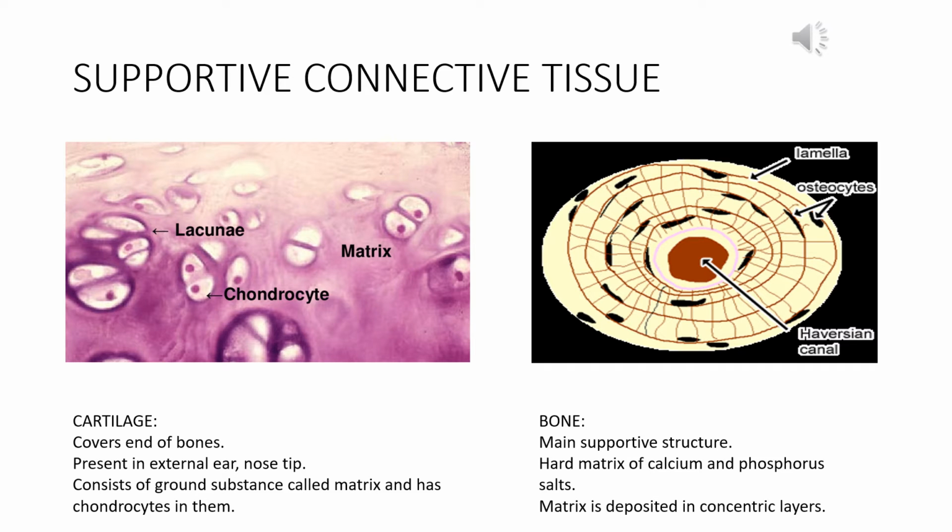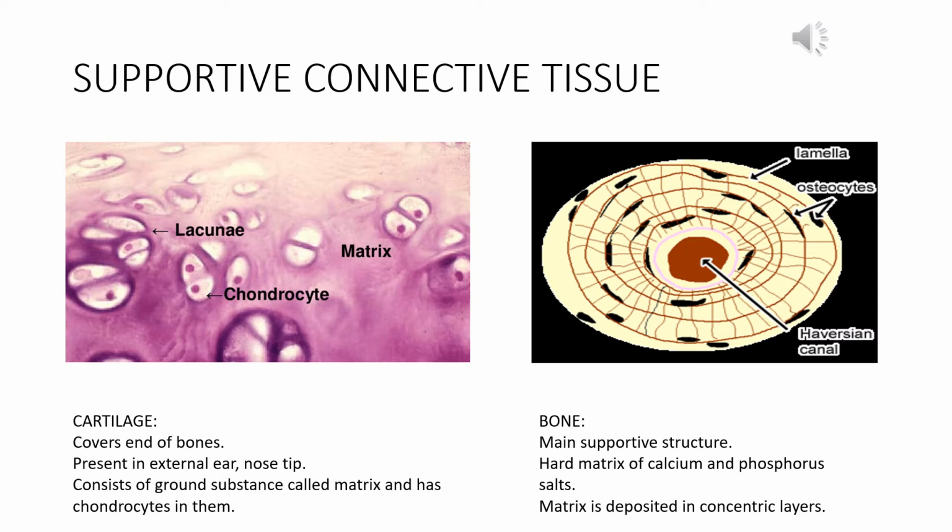Now we are coming to the hardest structure of our body that actually makes up our skeleton. That is called the bone. Bone is nothing but a deposition of calcium and phosphorus salts. Calcium and phosphorus salts make up the hard matrix of the bone. It is not as soft as cartilage. But the matrix of calcium and phosphorus salts is deposited in a certain pattern.